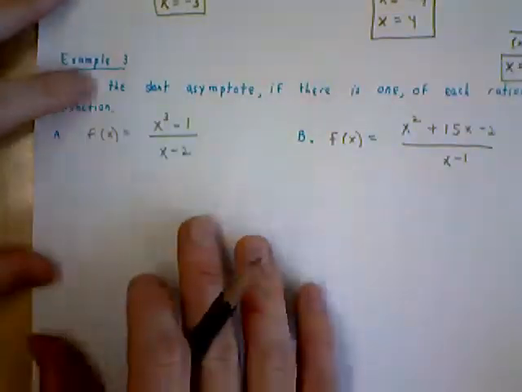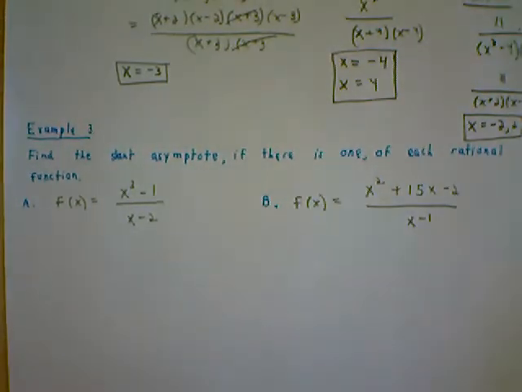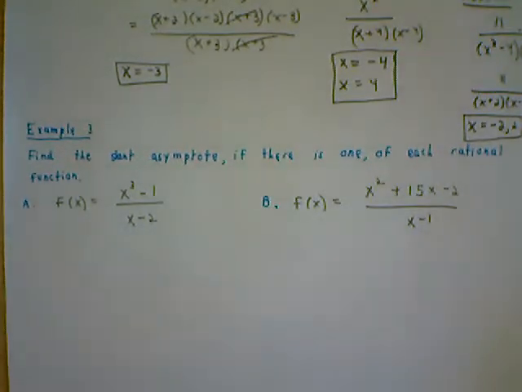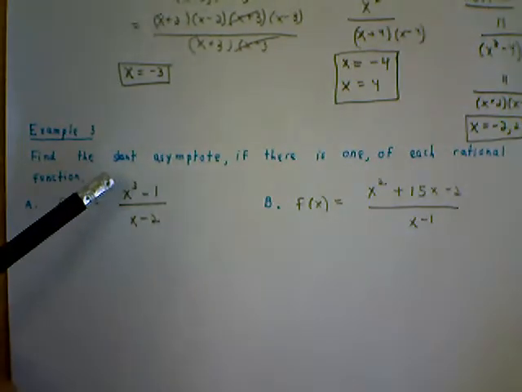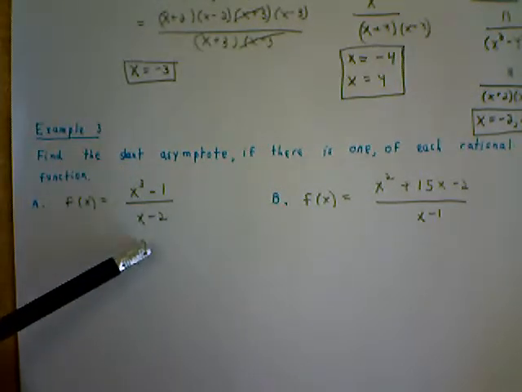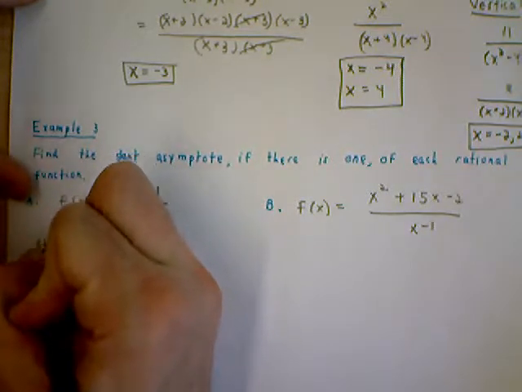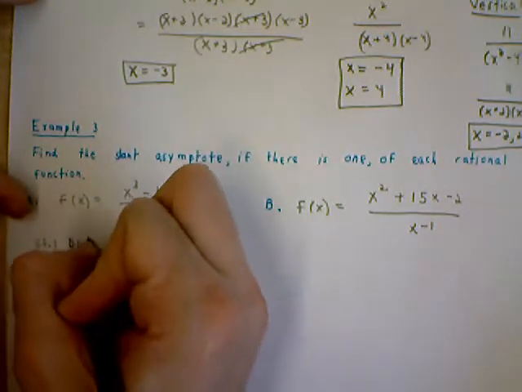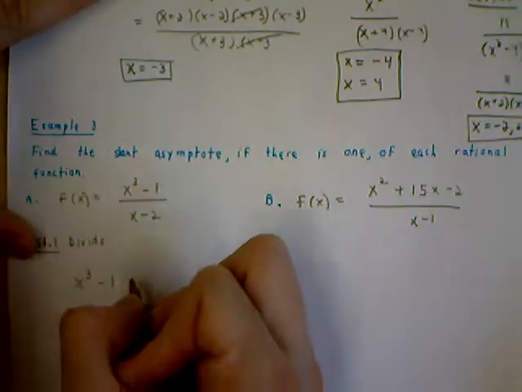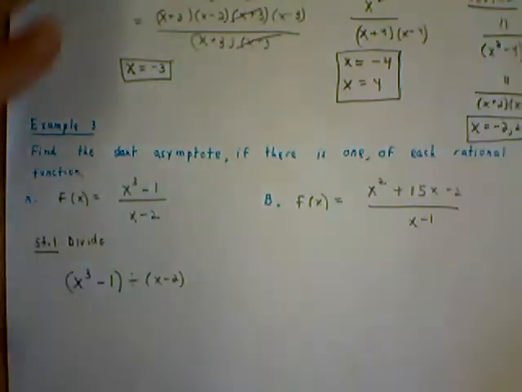All right. Last example, slant asymptotes. Find the slant asymptote, if there is one, of each rational function. A slant asymptote occurs when the degree of the numerator is greater than the degree of the denominator. So I have degree 3 over degree 2. The first step here, if you want to find it, is you're going to divide. So x cubed minus 1 divided by x minus 2.